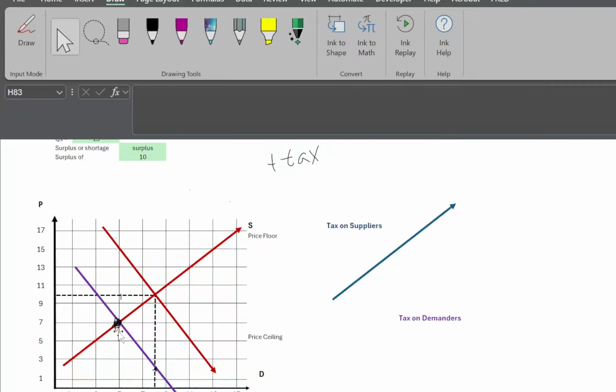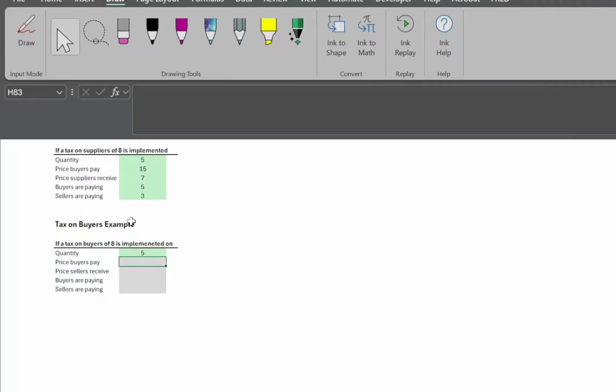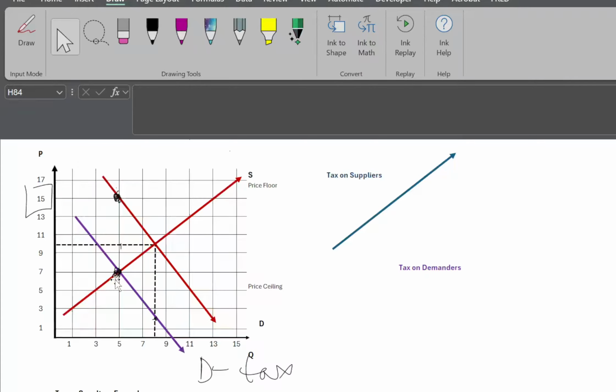What we're going to do is go up to the original demand curve. This is the most they're willing to pay. We didn't do away with the original demand curve. So buyers are willing to pay $15. It's almost the same thing for suppliers and demanders. So buyers will pay $15. What do sellers receive? Sellers are receiving this right here, because that's their supply curve. Buyers are paying 15, sellers are receiving 7, just like before. Nothing changed.